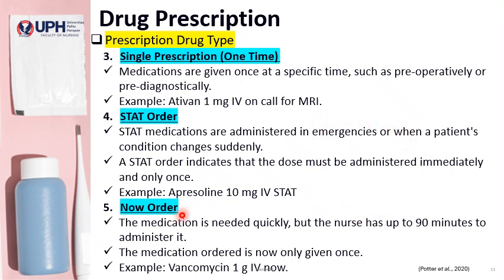Another one is what we call the now order. It's the medication that is ordered right now after the assessment, and the nurse has about 90 minutes to administer it. It can be like coming back to the standing order, but it can also only be given once to the patient. For example, extra medication now given to the patient.